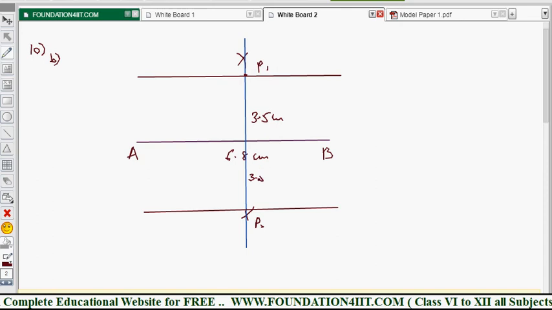Same 3.5 centimeters parallel, that means this must be perpendicular. You can see the construction videos separately. Then P1, P2 are the required points, where the bisecting line and the 3.5 centimeters parallel lines intersect. So we get 2 points on either side. Okay, this is the construction.